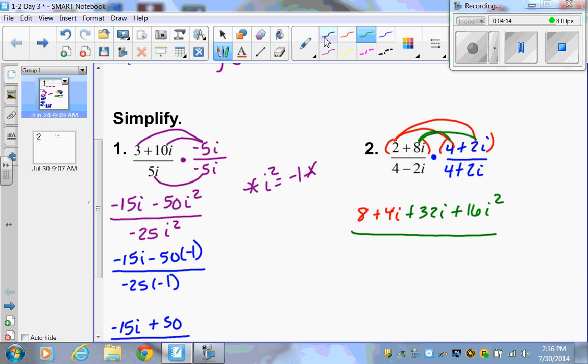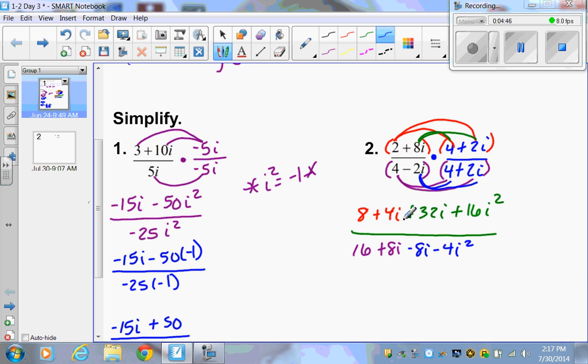On the bottom, we're going to multiply again using FOIL. So 4 times 4 is 16. Then you have plus 8i. -2i times 4 is going to be -8i. -2i times positive 2i is going to be -4i squared.